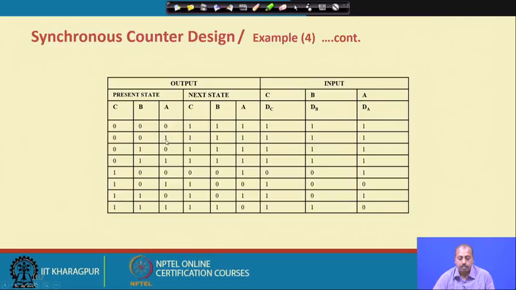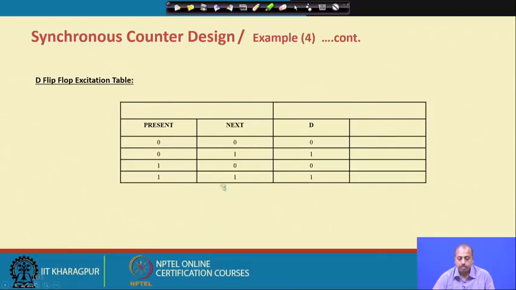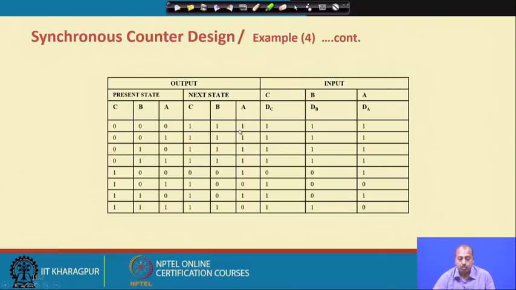Similarly, you see here for 000 and 001, in both the cases the next state is 111. So, from 000 it will go to 111, and from 001 also it will go to 111. Accordingly, DA, DB, DC should be set to 1. So, it goes like this. This way we can make this table, just as we were doing for the JK based counter, and make the D flip flop based counter and get the design.